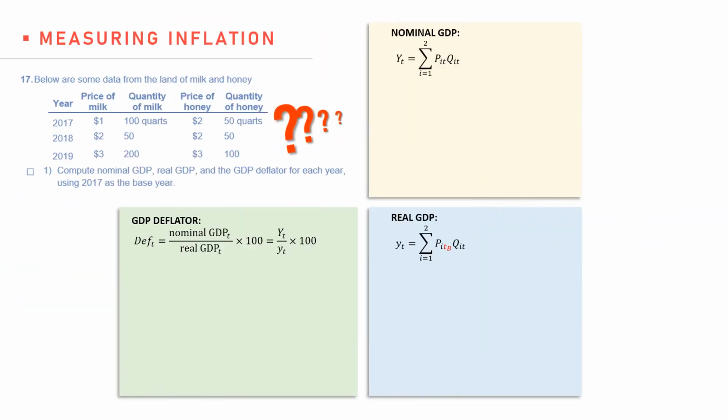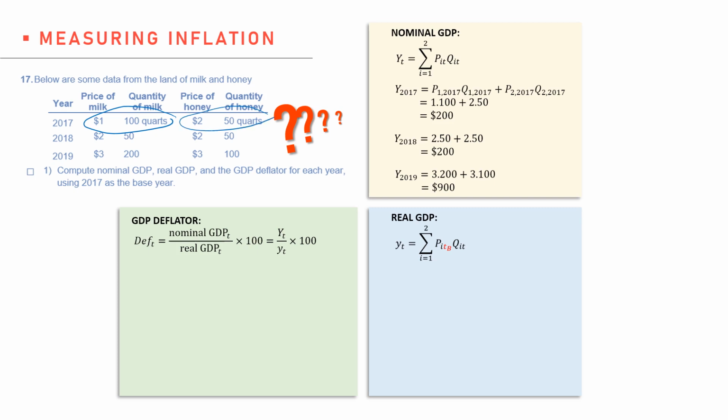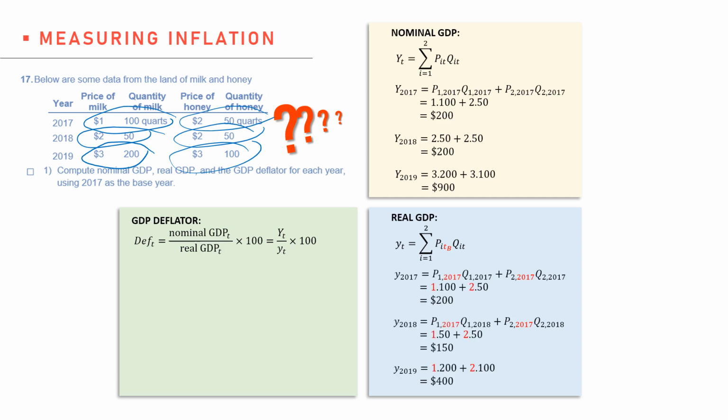Now, about measuring inflation using a similar problem but with different numbers. If we would like to find the inflation using the GDP deflator, I think we already did it. We need to calculate the nominal GDP first, and to find the nominal GDP, we have to find the summation of the market value of the products in each year. So for 2017, 2018, and 2019, we find the market value of milk plus the market value of honey. For real GDP, we know that the price must be set constant. We have to choose the base year, in this case 2017. So all price levels are the same, and we only allow change in quantity.